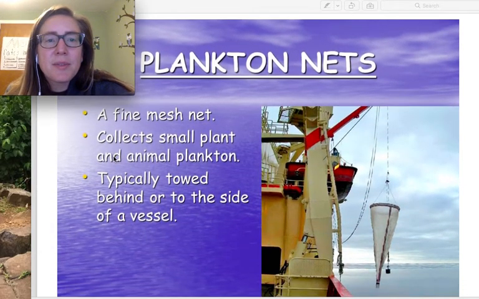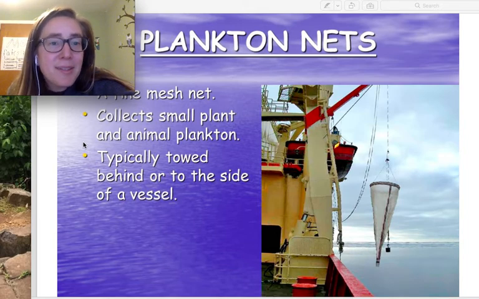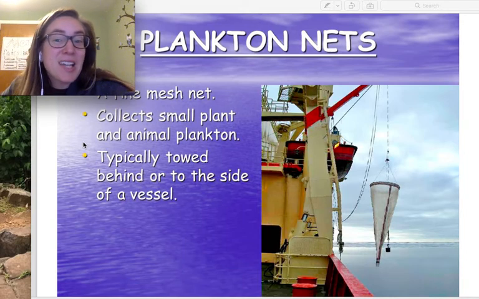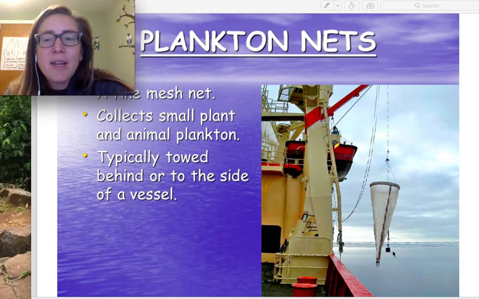Plankton nets. So it's a really fine mesh net that you put along the side of the boat. And as you move, it's going to collect those really small plant and animal plankton. Those plankton are just any organism that cannot fight the current. Most of the time they are small, but they don't actually have to be. They can just be any type of organism that doesn't have a means to propel itself against the current. So typically it is towed on the side of the vessel or behind the vessel, and then you would collect your specimens. Right here at the bottom, there tends to be an opening with which you can collect specimens.